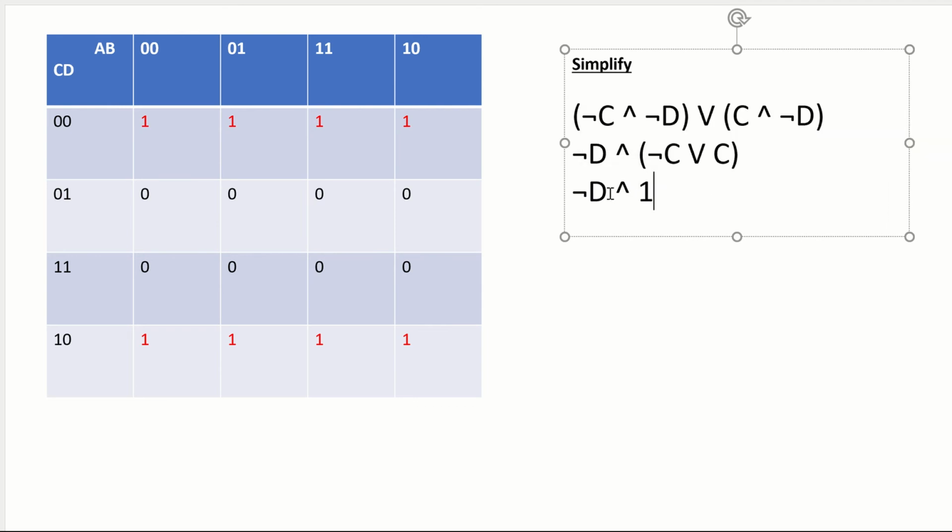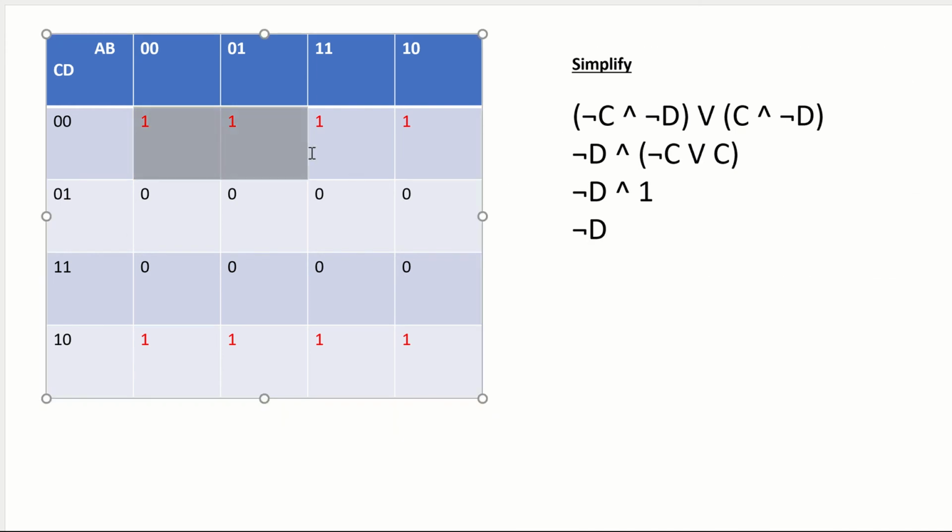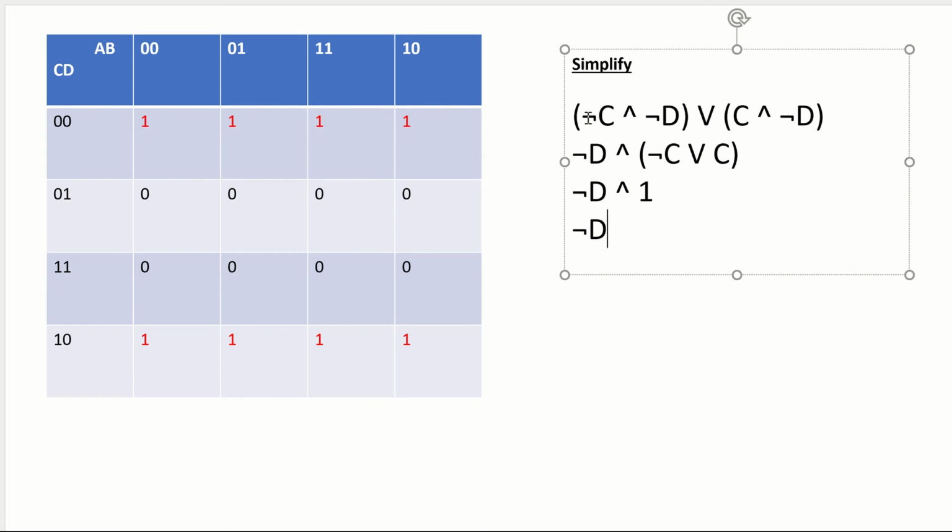Now, because one side of my AND is true, it's not going to rely on that at all. Therefore, I can get rid of the AND, and that leaves me with just not D. So very, very easily, I can get the exact same answer I would have got in the Karnaugh map, as we saw in the last video. So following those basic Boolean algebra steps will allow you to get the same answer.